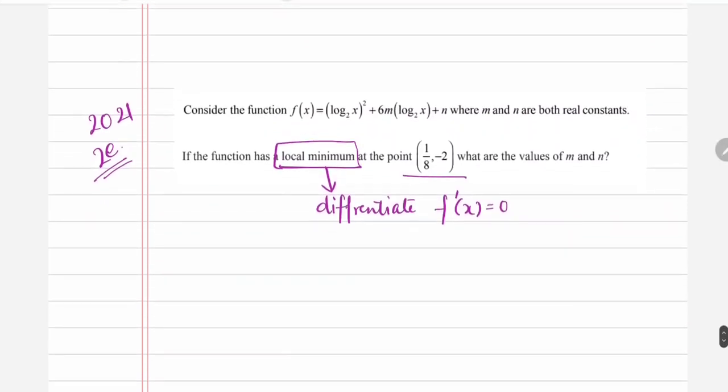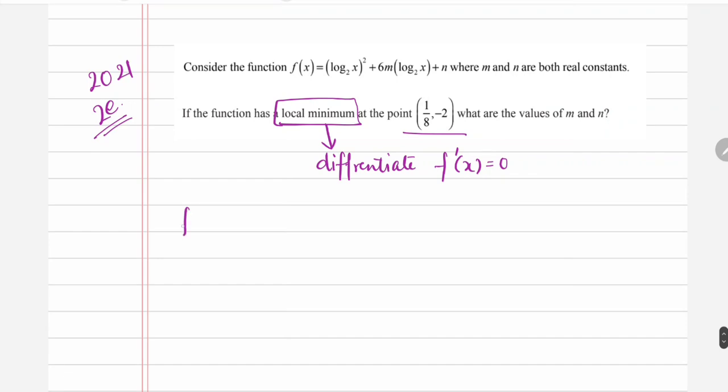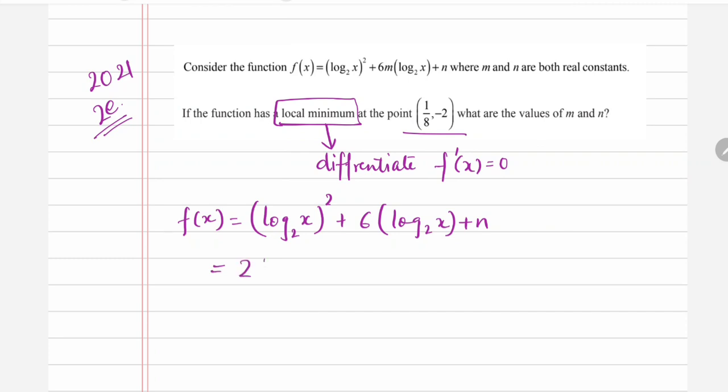So here, our function is f(x) equals (log base 2 of x) whole squared plus 6m log base 2 of x plus n. All right, so let's differentiate that. So that will give me 2 log 2x. Now here it's log, so we'll have to differentiate it again.